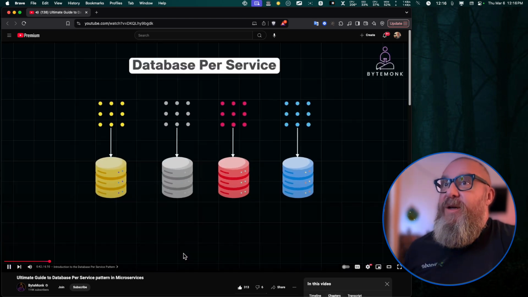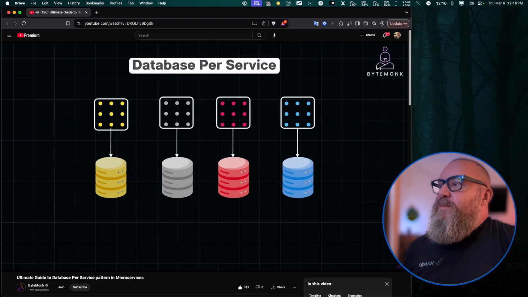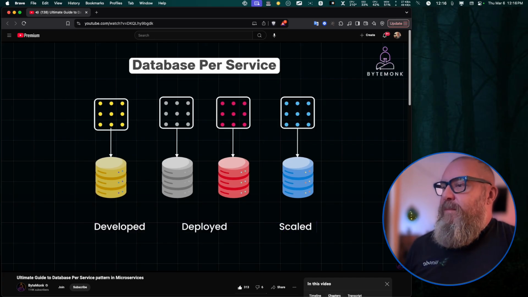The database per service pattern means that each microservice has its own separate database. This isolation ensures that each microservice can be developed, deployed, and scaled independently.